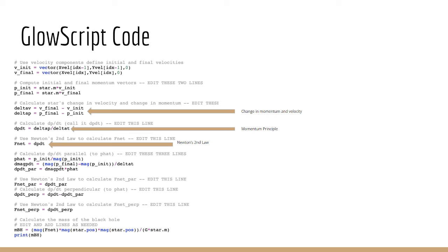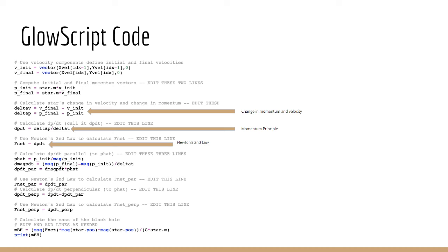Within the net force calculations, as you can see, I use the formulas from our important concepts, specifically the momentum principle. We set the momentum vectors equal to the mass of the star multiplied by the initial velocity or the final velocity. Then I found the change in velocity and change in momentum. I used the momentum principle to find the rate of change of the momentum, and using Newton's second law, I can set F net equal to the rate of change of the momentum.